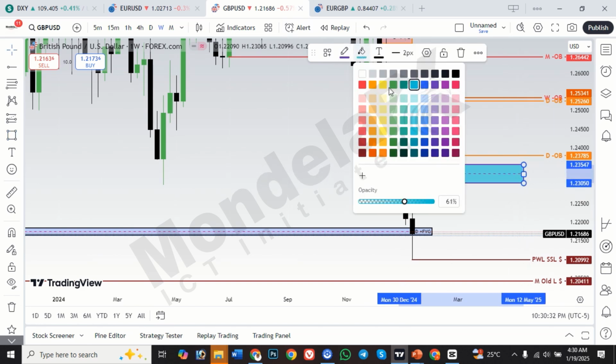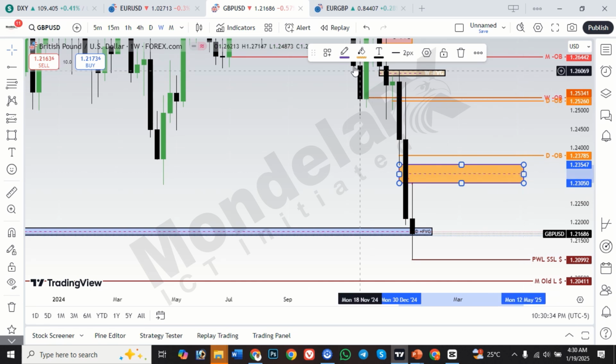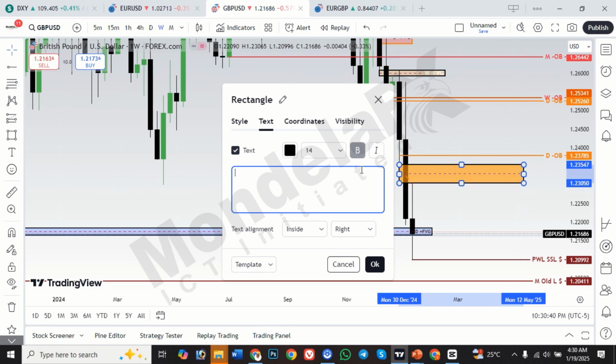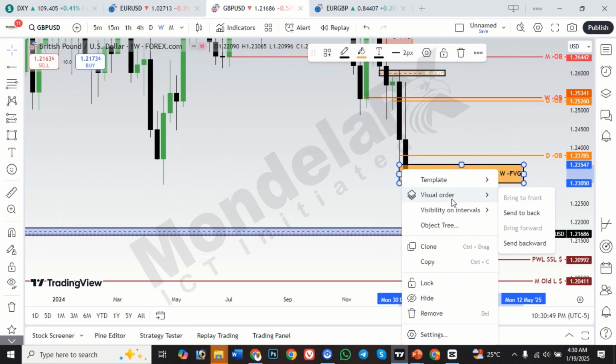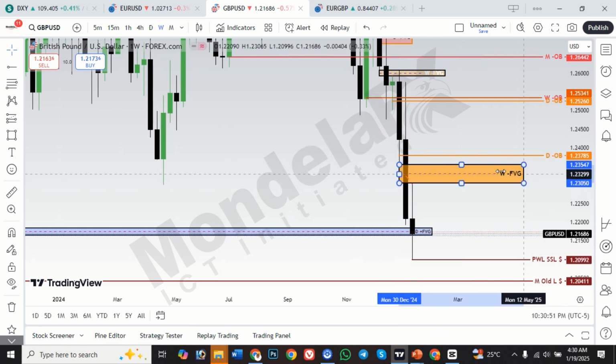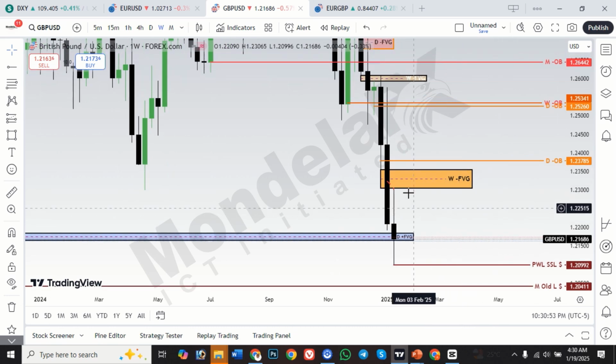Now there's something I want to explain to you after marking out this. Weekly fair value gap. So right now, this weekly fair value gap, what I want to explain, you can see that DXY does not have this fair value gap.